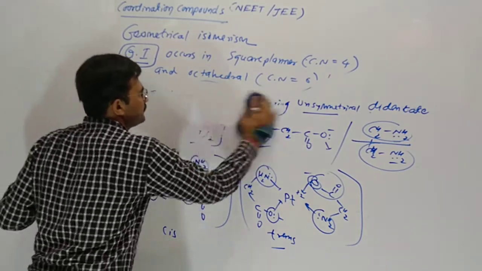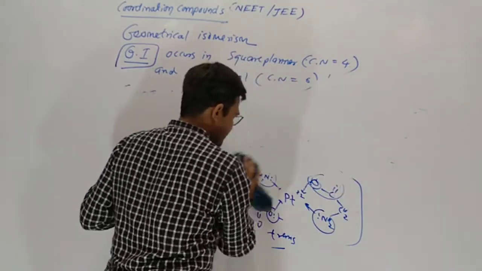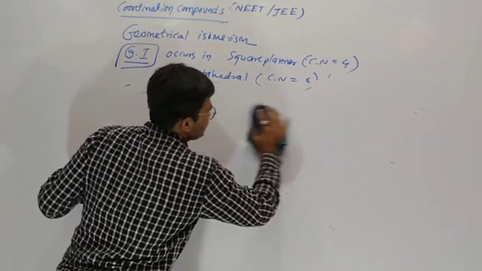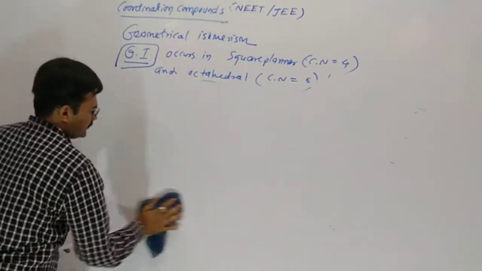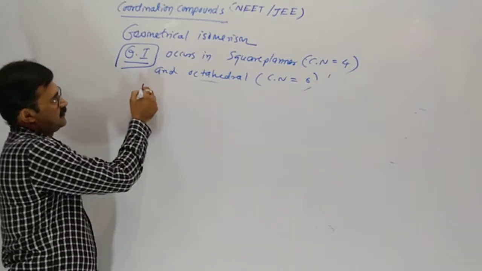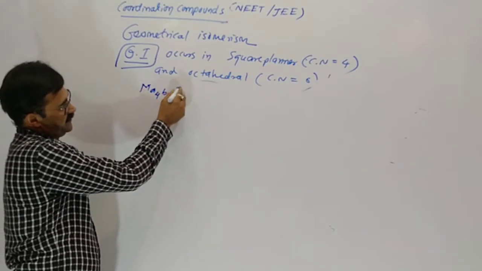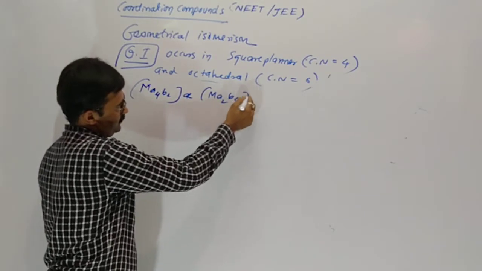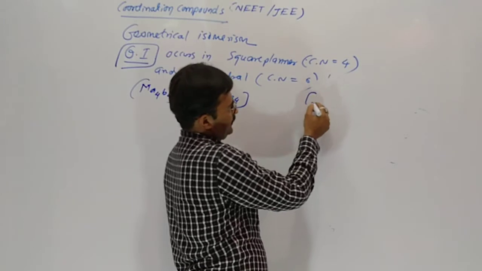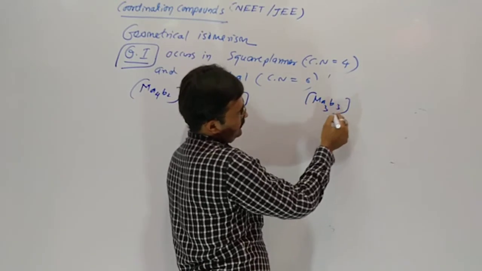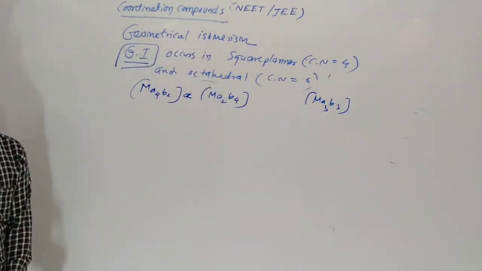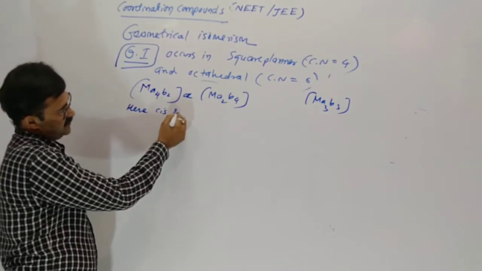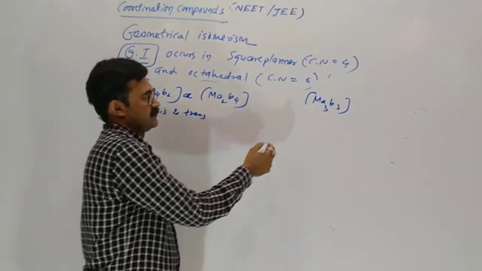Now, having coordination number 6, entities like A4B2, or wherever A4B2, otherwise A2B4 and MA3B3, give two geometrical isomers. Here cis and trans, but here facial and meridional occur.